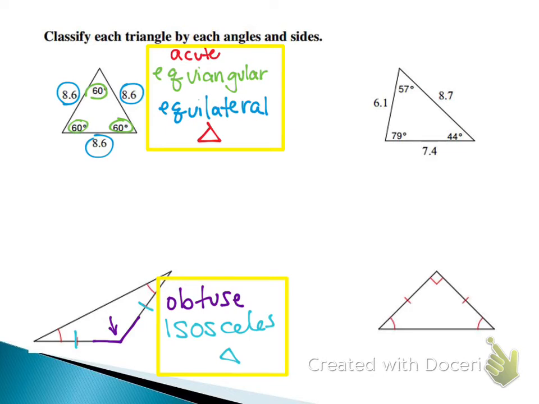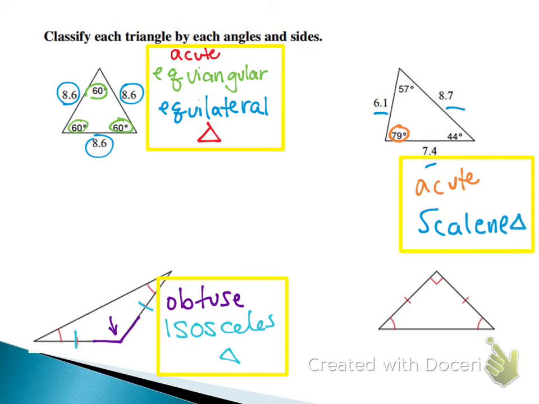So our top triangle, the largest angle is 79, which means this is acute. And then all of the angles are different and all of the sides are different, which means it is scalene. So acute scalene triangle. And then the last one, the largest angle is a right angle. How many sides are congruent? 2 of them. So right isosceles. That's it. Questions on classifying?